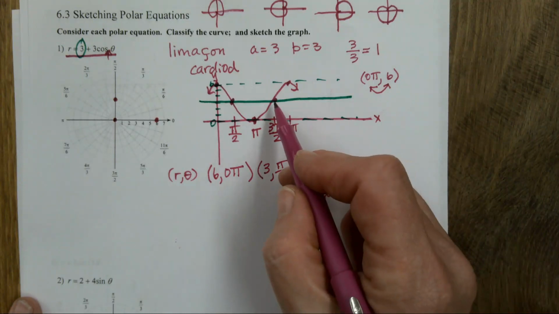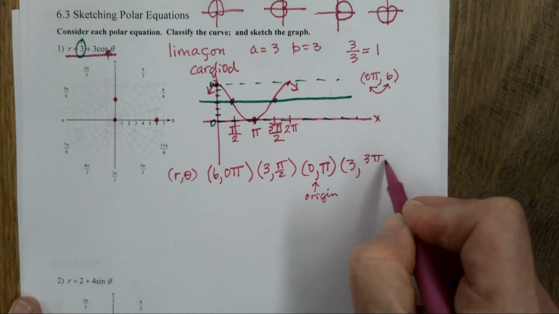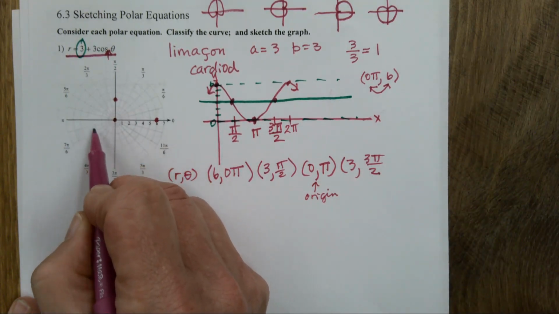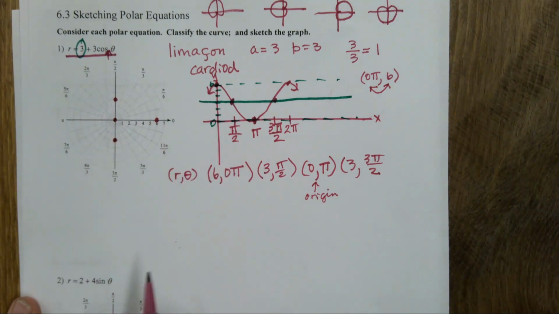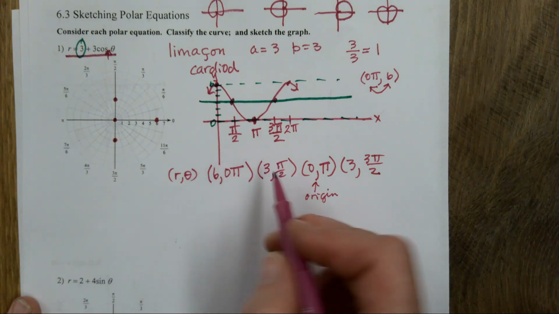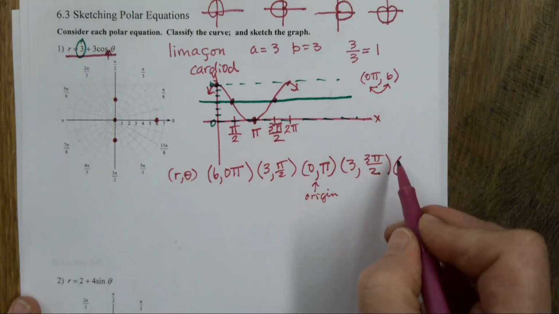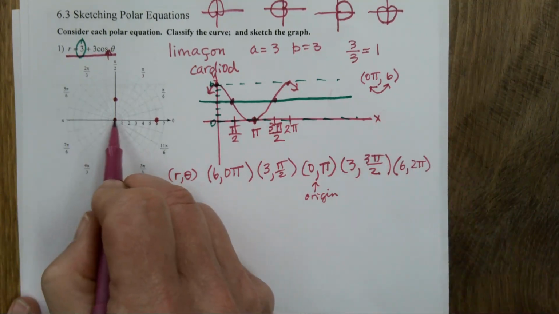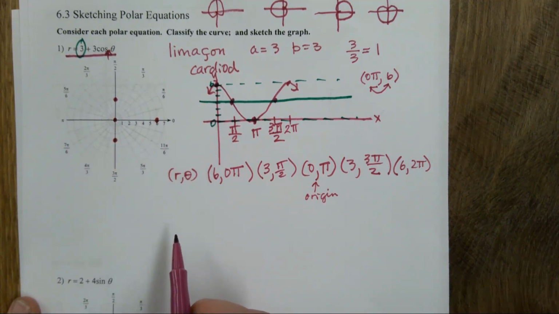And then I'll do my next point, 3 pi over 2. And then my last point on my graph is 6, 2 pi. Lands where I'm done. All right?